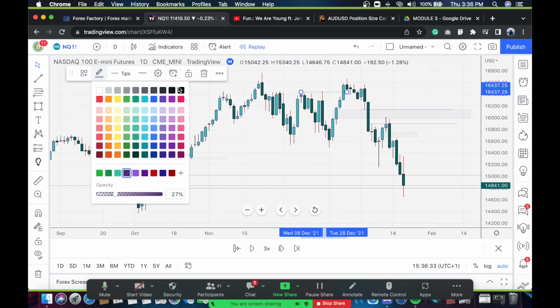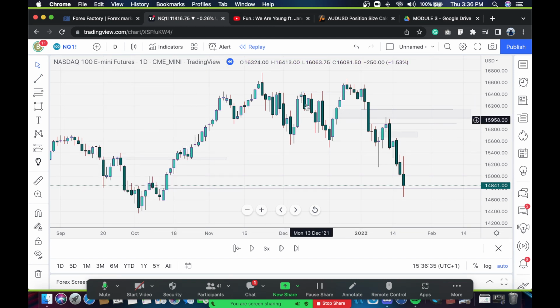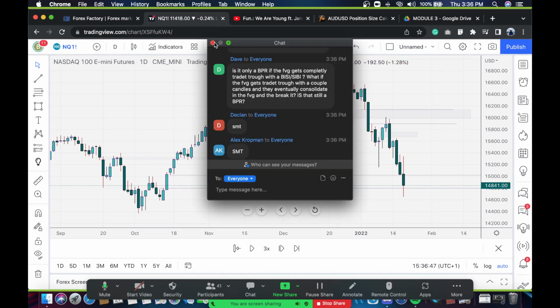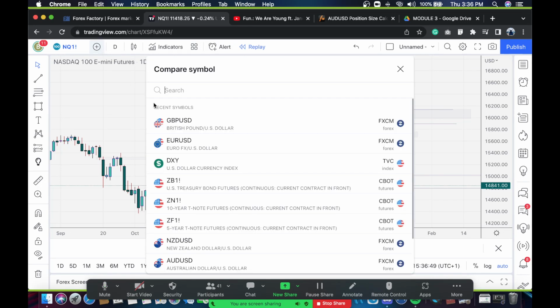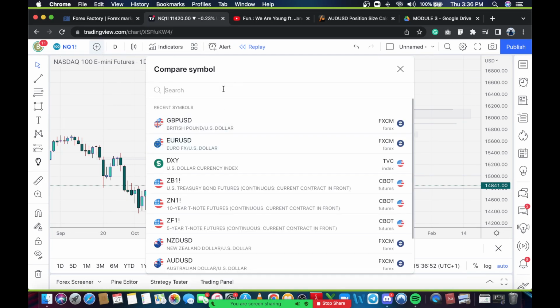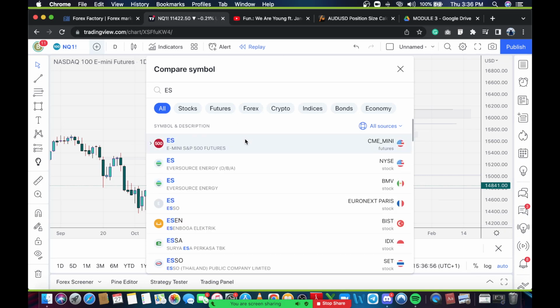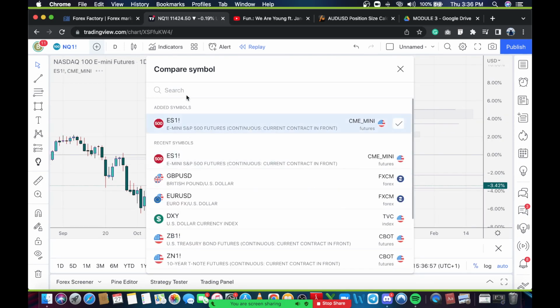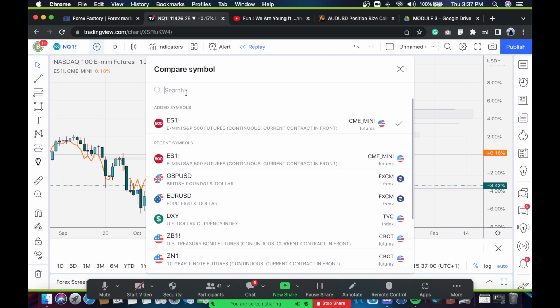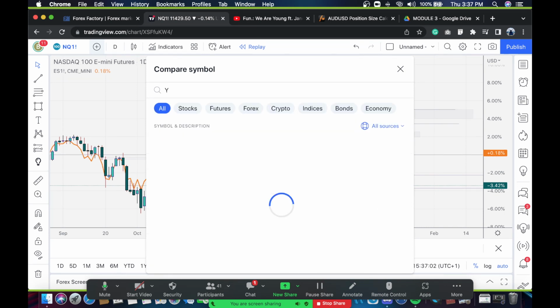Let me ask you guys a question. When we run above the short term high on Nasdaq, what would have been a telltale sign that we're most likely going to reverse? I'm just looking for one word. SMT. You guys are awesome. You guys are freaking awesome. Now let's go and compare against the S&P market, and compare against the Dow.